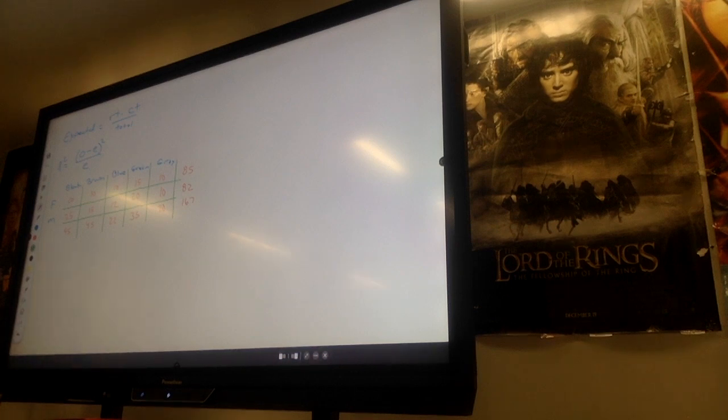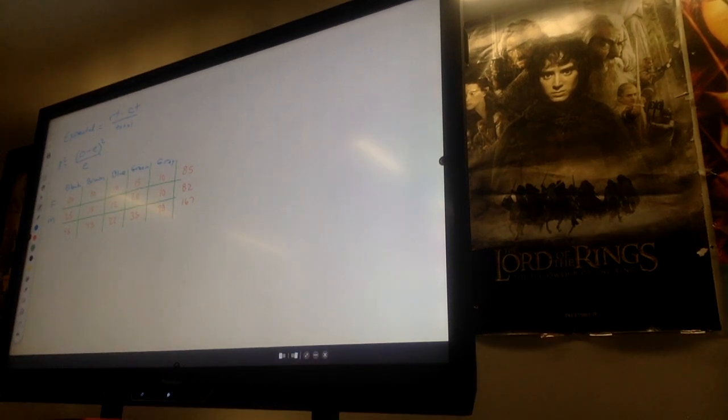Alright, so on page 135, write everything down you need to on this page. It will totally help you on the quiz.